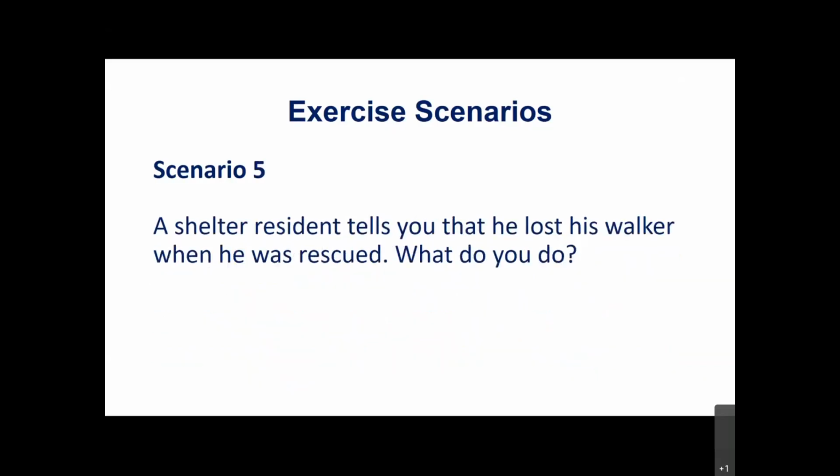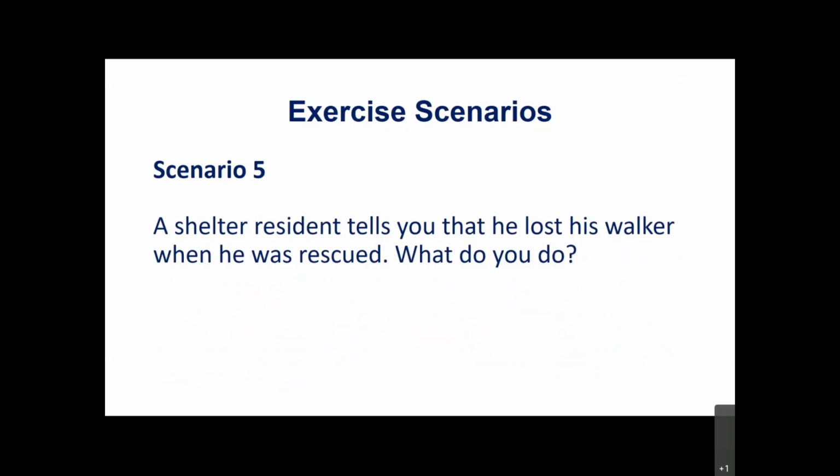Okay, scenario 5. A shelter resident tells you that he lost his walker when he was rescued. What do you do? So, and that will happen frequently. So this would probably be something that the folks being trained might see come across.